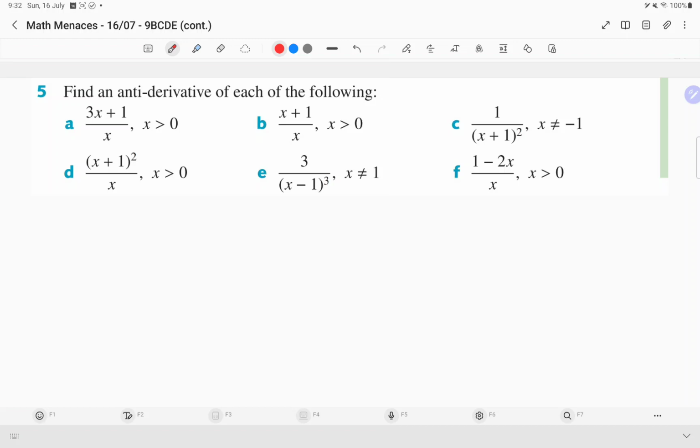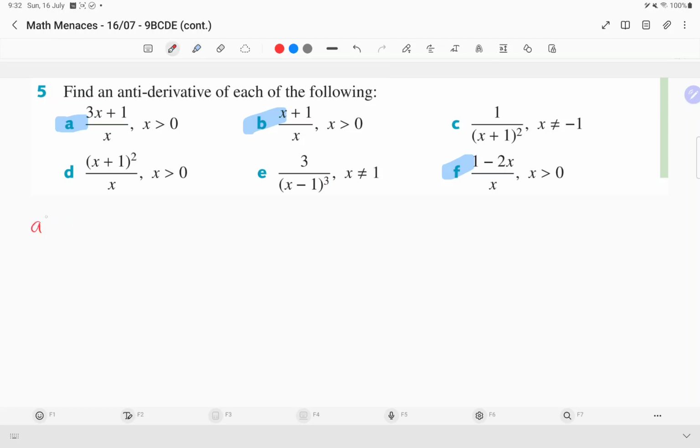A, B, F. Correct. One more. A, B, and F, you don't need to do that. Blake, what do we do instead? You just antiderive it normally. You split it up. Yes, you split up the fraction.